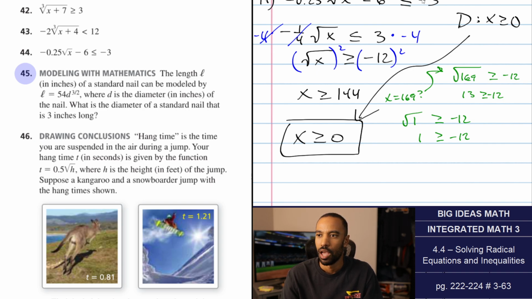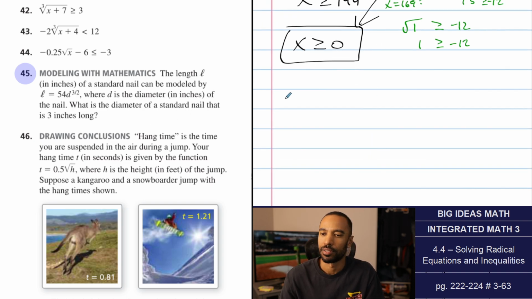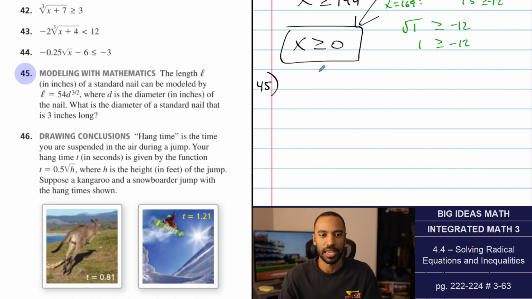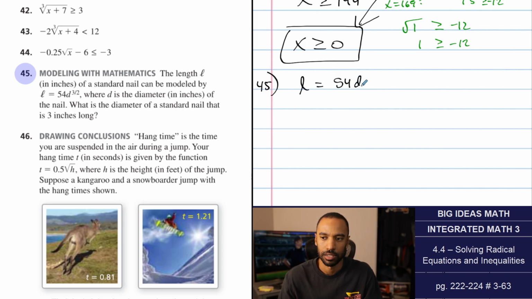Okay, number 45, modeling with mathematics. The length L in inches of a standard nail can be modeled by that rational exponent, where d is the diameter in inches of the nail. What is the diameter of a standard nail that is 3 inches long? All right, L is in inches. We're good there. No unit conversion. And we got this. We're going to solve for d.